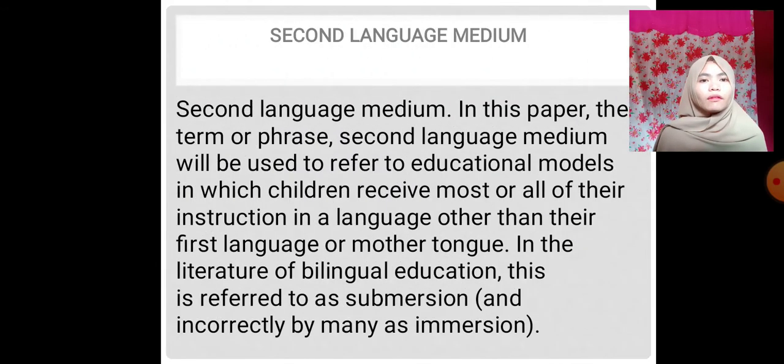So, the second language medium. Take note of the second language medium. In this paper, the phrase second language medium will be used to refer to educational models in which children receive most or all of their instruction in a language other than their first language or mother tongue. In the literature of bilingual education, this is referred to as submersion, and incorrectly by many as immersion. It is submersion.